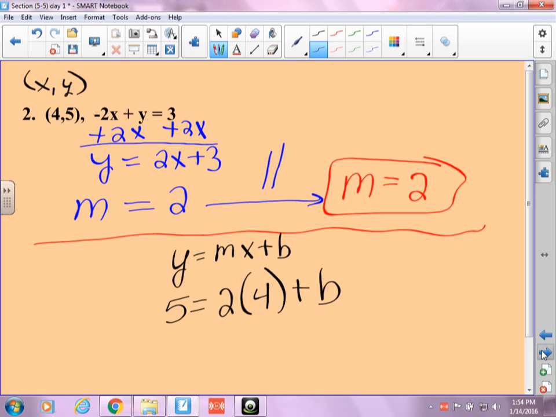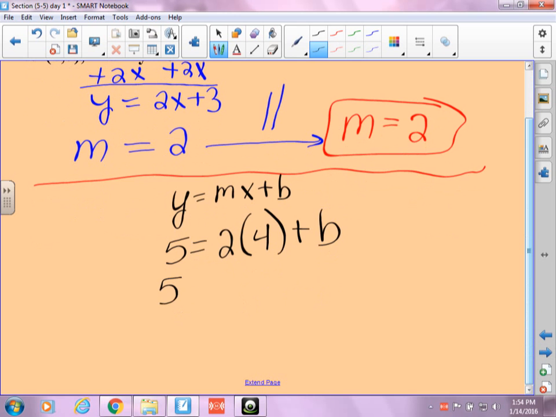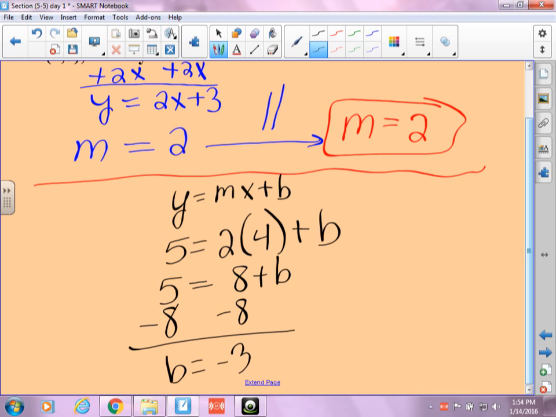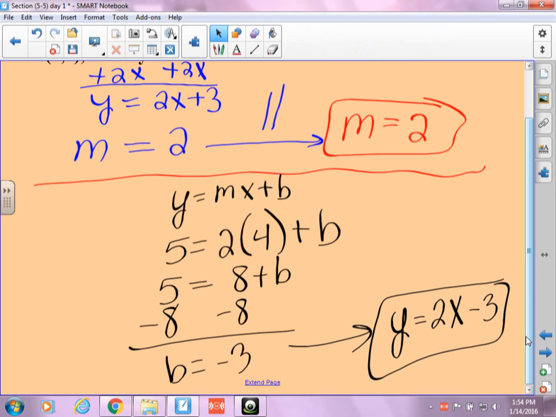Questions? Something you don't understand? Okay, now what? Multiply. So 5 equals 8 plus b, and then I subtract 8. b equals negative 3. Am I done? No. Why? Plug it in the equation. So y equals, what's my slope? 2x minus 3. Then this is the equation of a line that is parallel to the previous one. Notice that their slopes are the same, but notice that the y-intercepts are different. You see that? Questions?